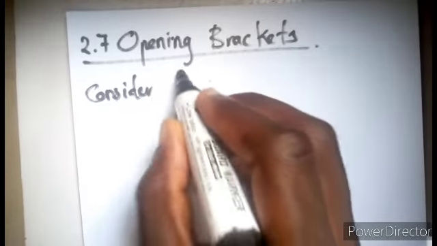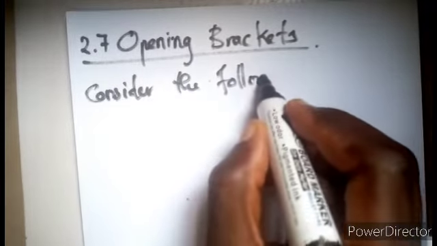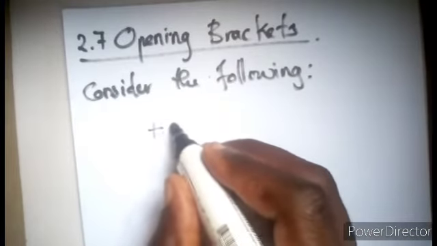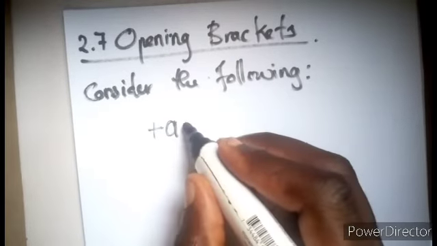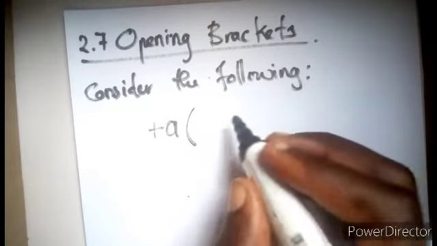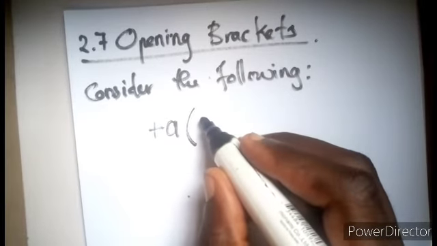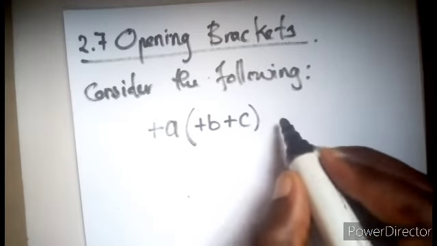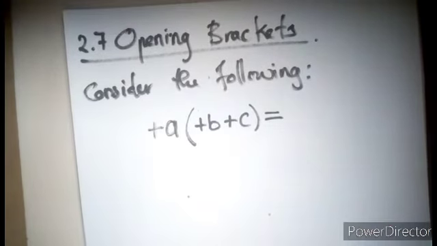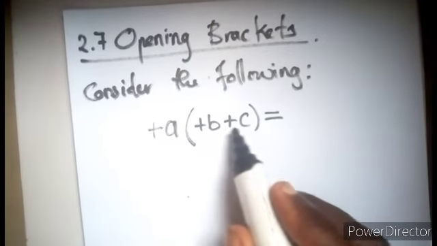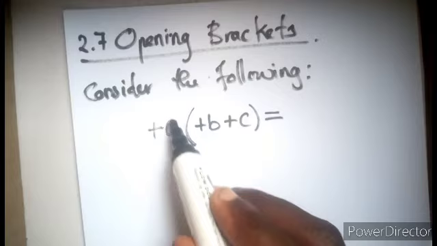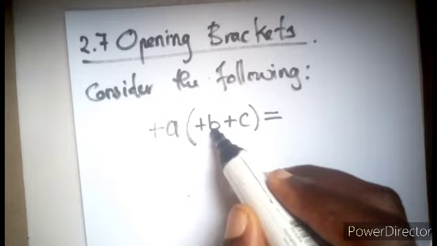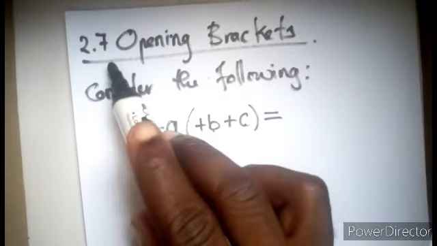Consider the following. We have plus a times, we often use brackets to denote multiplication, plus b plus c in bracket. Now plus a times plus b plus c in bracket means what? We use this positive a and multiply b and c respectively. That's the process of opening the bracket.